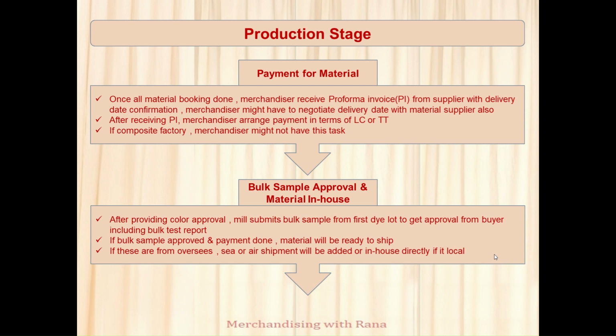And if these are from overseas, then sea or air shipment will be added to my work process. And it is also one difficult task. I have to focus on the vessel schedule, cutoff, and I have to follow up to release the fabric and trims from the port, like Chittagong port or Dhaka airport, etc. But if it is local, then there is no problem. It can come in-house directly.